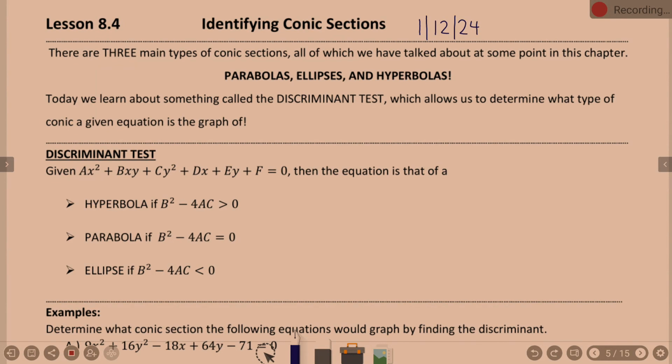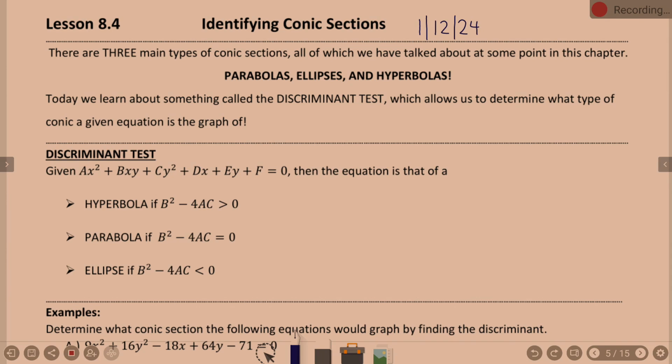About identifying conic sections. We've talked about our conics. We've talked about parabolas. We've talked about ellipses, which also circles fall into that category. We've talked about hyperbolas. Those are your three basic groupings of conic sections. What we're going to talk about today is something called the discriminant test.